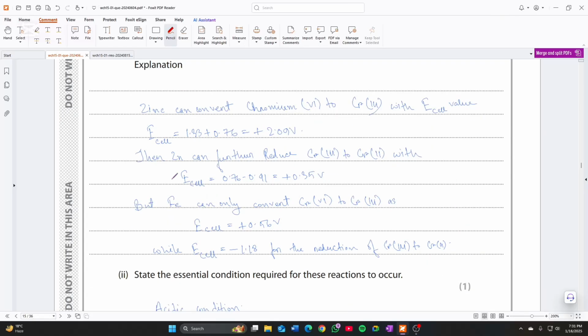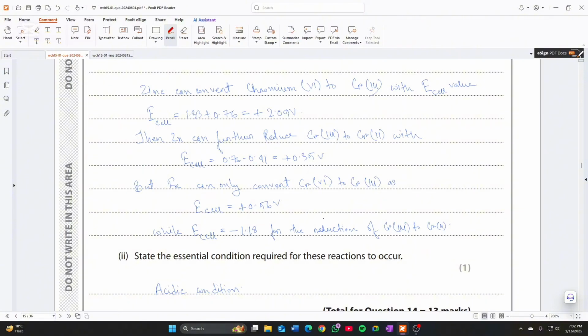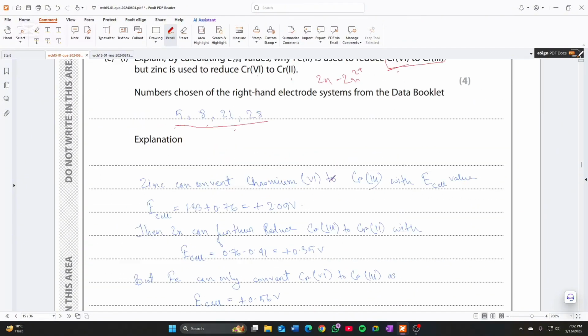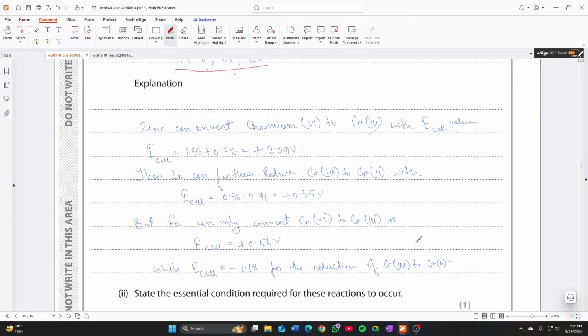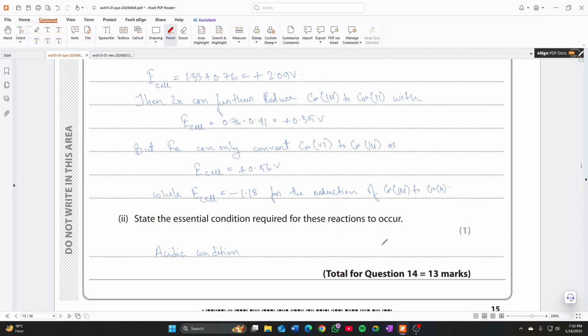But for iron, iron can only convert chromium 6 to chromium 3 because for this reaction the E cell value is positive. But when we try to convert chromium 3 to chromium 2, the E cell value comes out as negative. That means this reaction is not thermodynamically feasible. So iron is incapable of reducing chromium 3 to chromium 2.